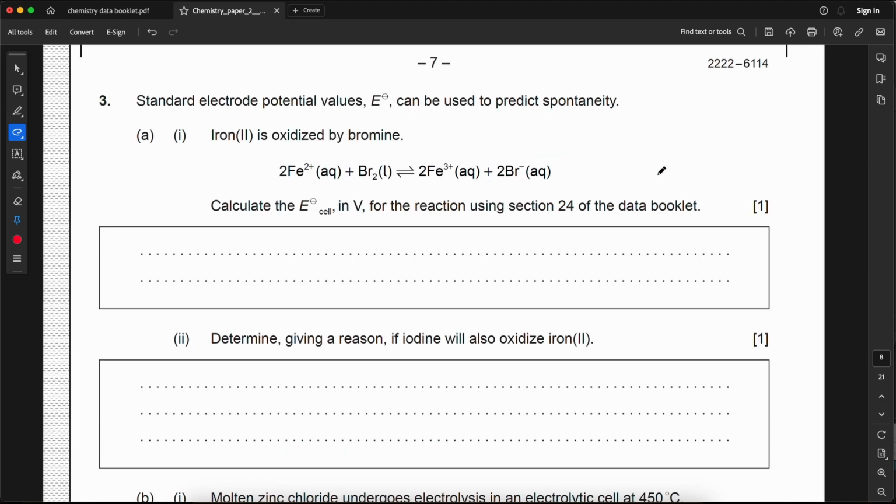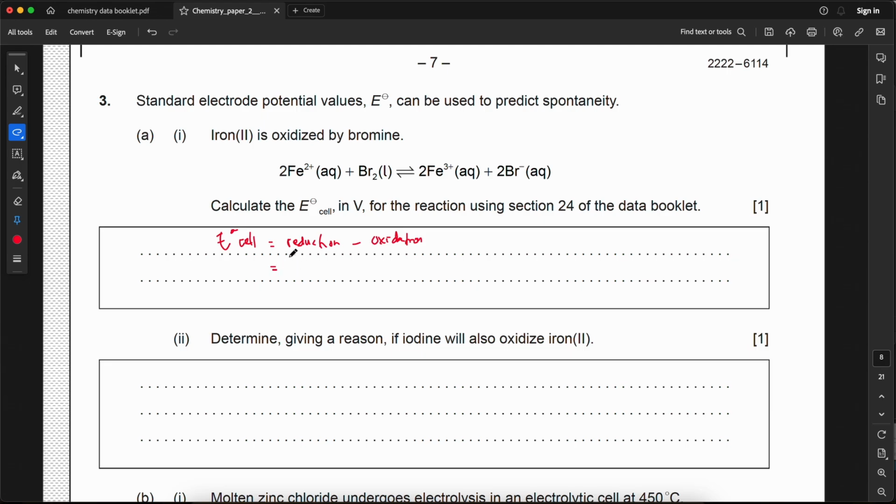Standard electrode potential values E can be used to predict spontaneity. Iron 2 is oxidized by bromine. Calculate E cell in V for the reaction using section 24 of the data booklet. To calculate E cell, it's always reduction minus oxidation.